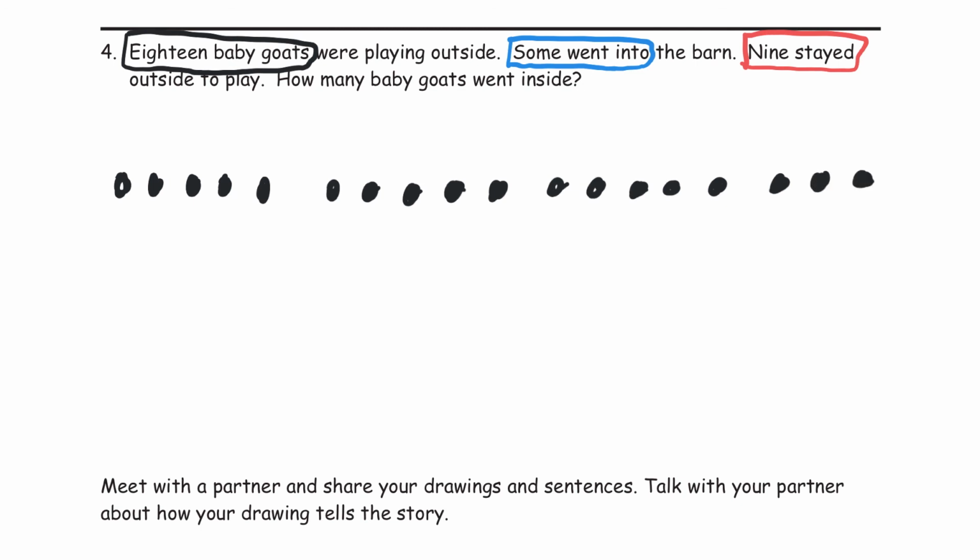All right, you're going to make your groups again, just like you did in the last problem. So I expect when I take a look at your picture of your work in Seesaw to see the groups that you made and that you labeled them. But I'll help you out with our number sentence here. So we had 18, and then we had our mystery number. Some went inside. And after some went inside, we had 9 staying outside.